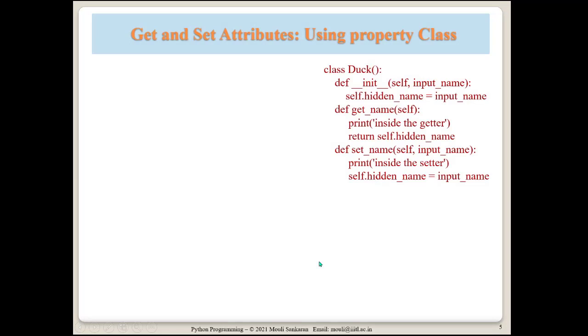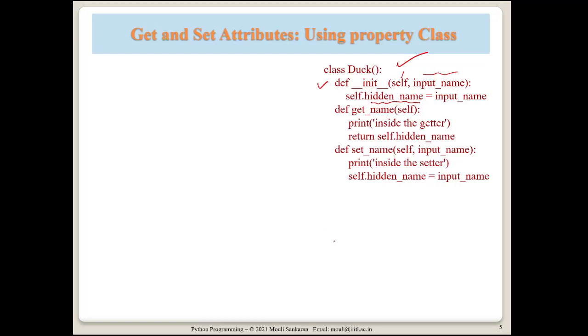Now let me show you a small program which is from the book reference 2. We know that we can have an init method, and then we are passing a name, and we don't want the name to be accessed by outsiders, so we are calling it a hidden name. But please remember, this hidden name doesn't mean that it is really hidden.